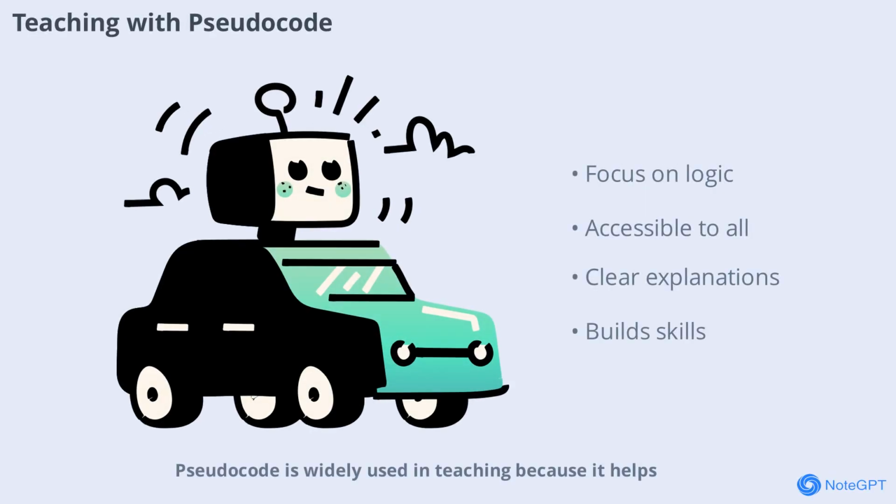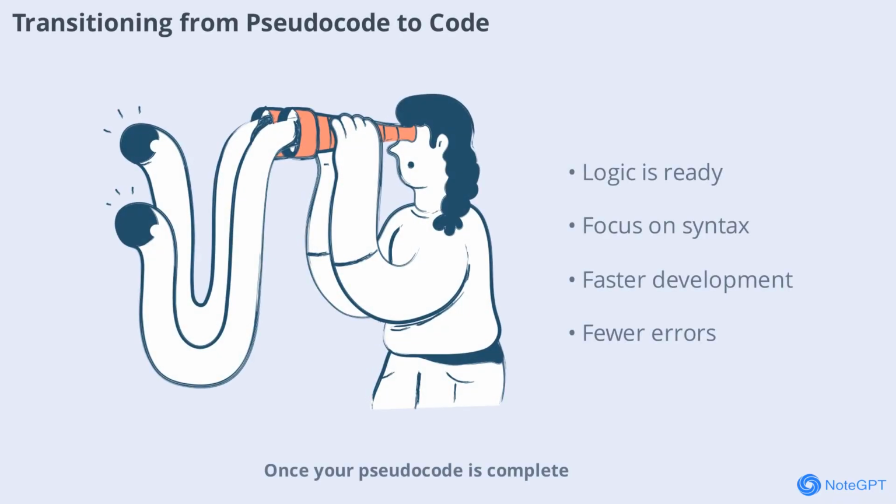Pseudocode is widely used in teaching because it helps students focus on logic without getting bogged down by syntax. Instructors can present algorithms in a clear, accessible way, making it easier for learners to grasp key concepts and develop problem-solving skills. Once your pseudocode is complete, translating it into a programming language is much easier.